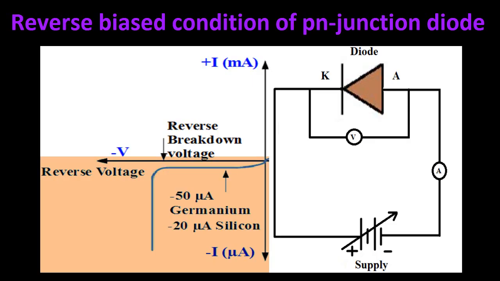When the switch is on, the conventional current flows towards the PN junction diode, increasing its potential barrier as the diode is reverse biased. Therefore, the junction resistance increases, causing small current to flow in the circuit, that is 50 microamperes for germanium and 20 microamps for silicon. This current is called reverse saturation current.